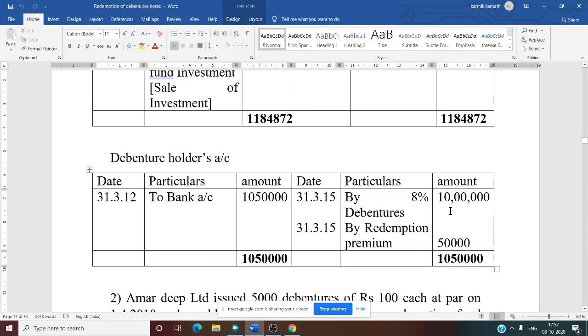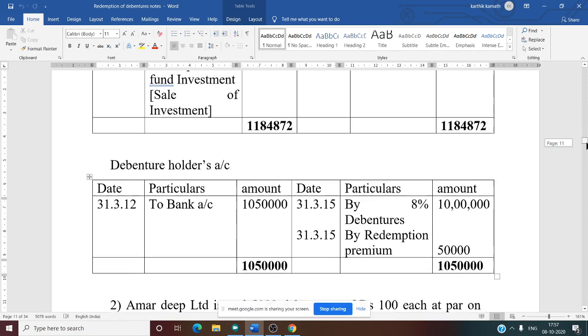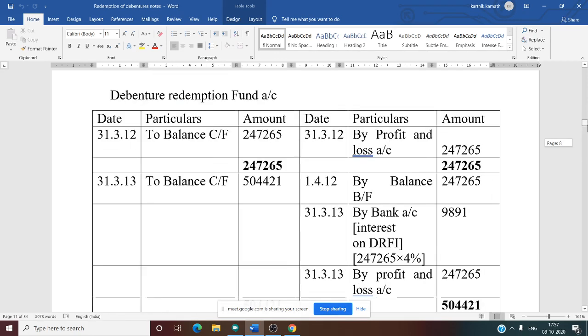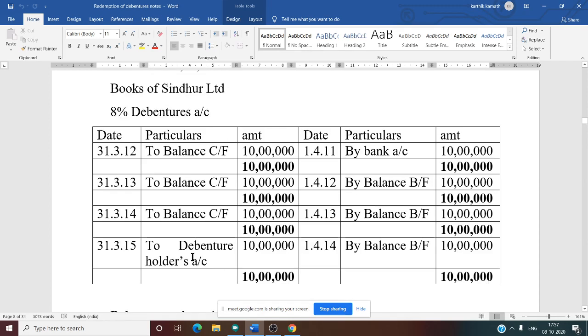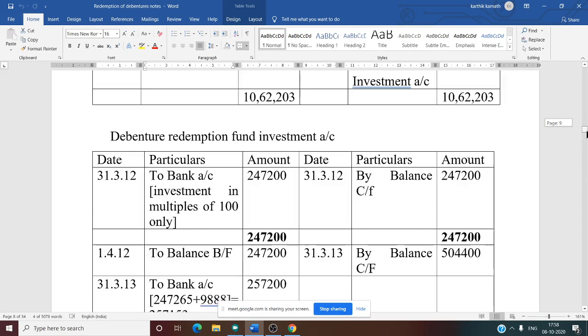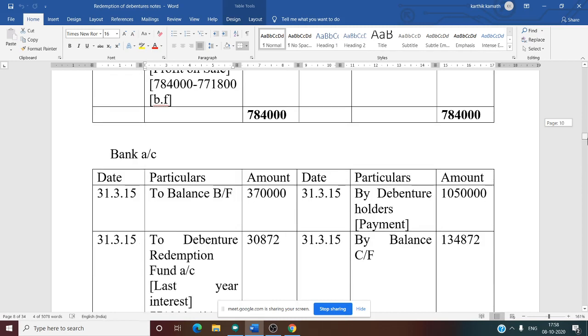So what is the journal entry? 8% debenture account debit to debenture holder account. You can cross verify this. How to cross verify? Go to the 8% debenture account. See this, where is that 8% debenture? Here you have written it to debenture holder. That means in the debenture holder account you are going to write by 8% debenture. A simple transfer entry you are going to write here.